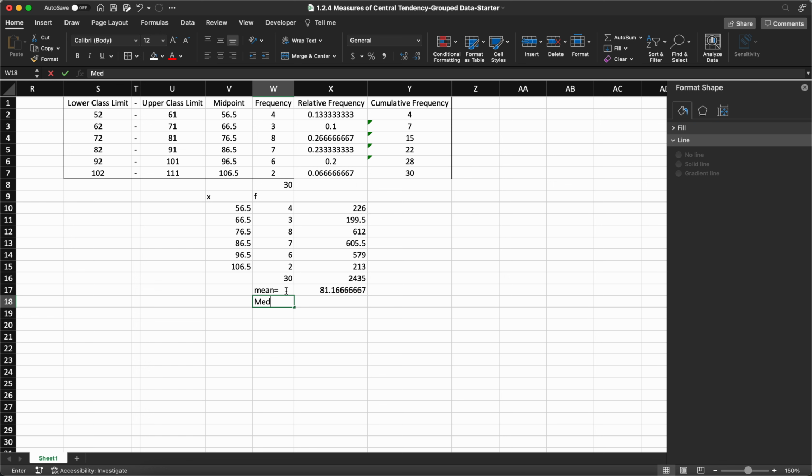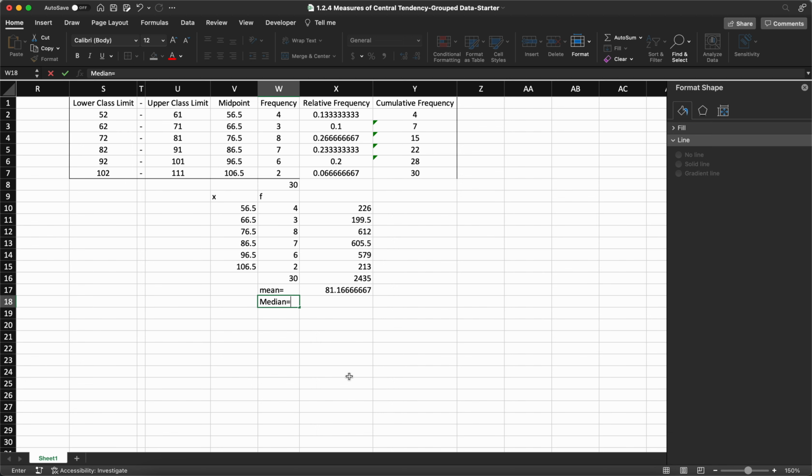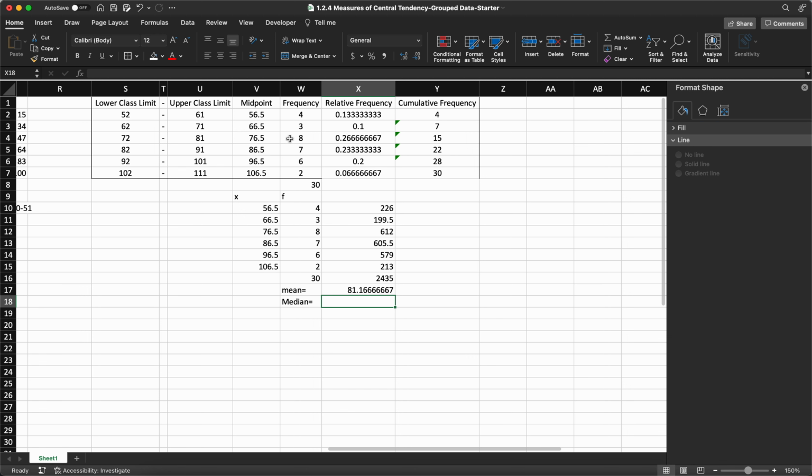Now, how do I find the median? It's possible that we won't be able to do this. And actually, in this case, we can't, because we don't know what values the numbers in this data set are. So we know there's 30 teams, so our median would be between the 15th and the 16th. So it would be between whatever the last number in this class is and the first number in this class. But we don't know what the last number in this class is.